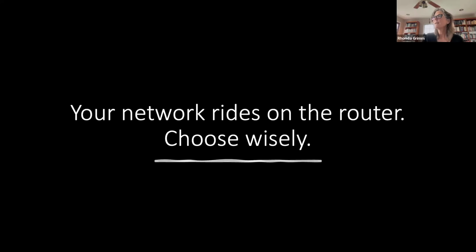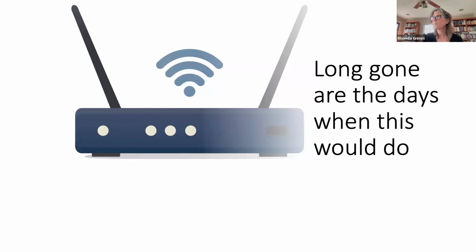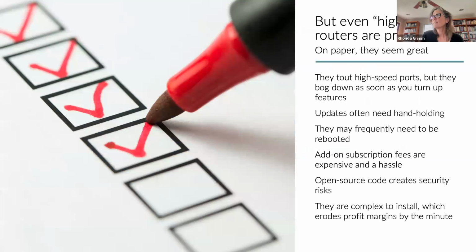It's basically, as we've said, your network rides on the router, so you really have to choose wisely. Home networks are basically what small business networks were of 2018. Home networks have gotten so sophisticated with all the IoT devices and the entertainment and all that stuff. So long gone are the days when you could go to Best Buy and pick up a Linksys wireless router and everything's cool. You get all your printers and everything.